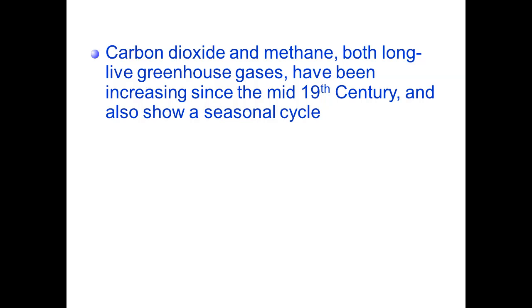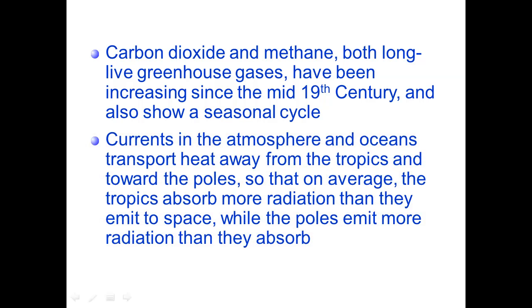Carbon dioxide and methane, both long-lived greenhouse gases, have been increasing since the mid-19th century, and they also show a seasonal cycle. Ocean and atmospheric currents transport heat away from the tropics and toward the poles and upset the local radiative balance, so that on average, the tropics absorb more radiation than they emit to space, while high latitudes emit more radiation than they absorb.